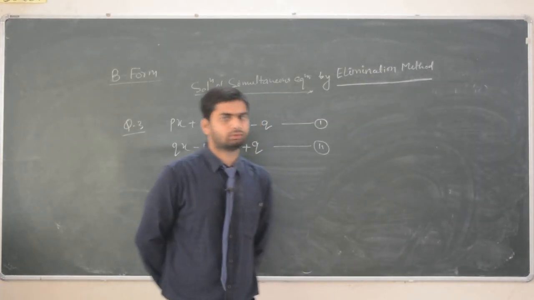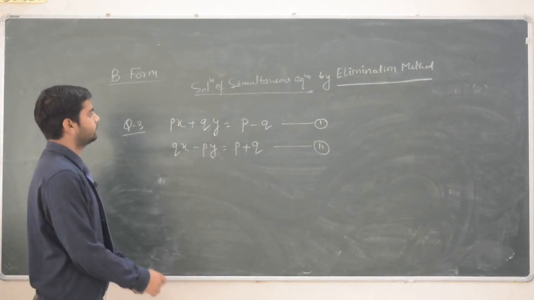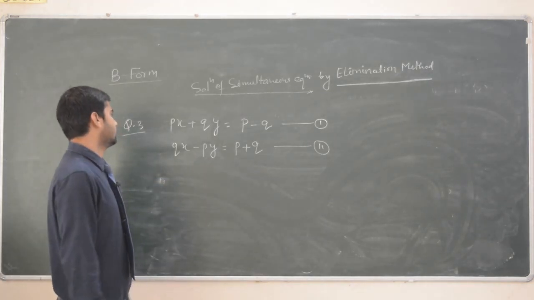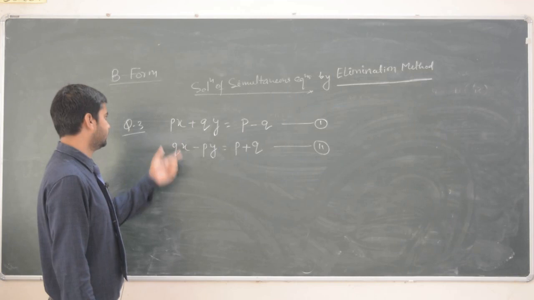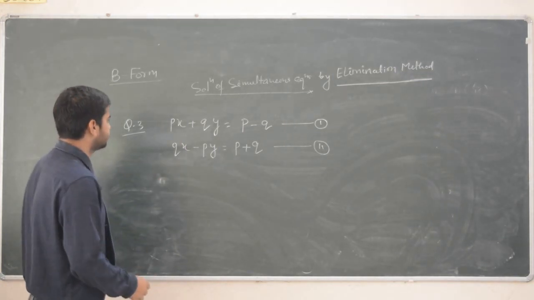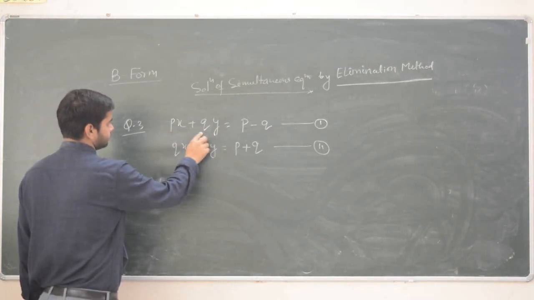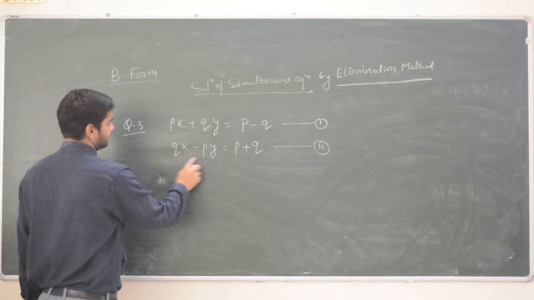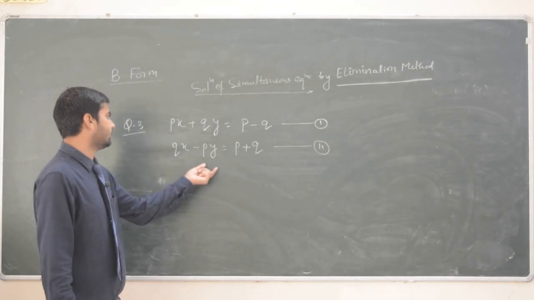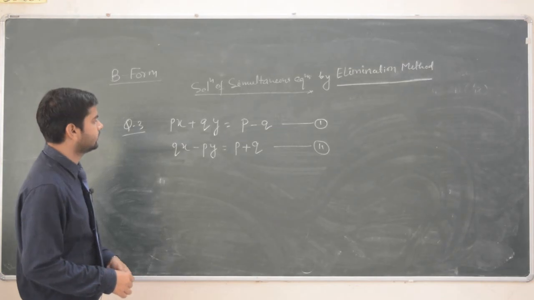Okay, so here we have one more problem: expression 1 is px plus qy equal to p minus q, and expression 2 is qx minus py equal to p plus q. We want the values of x and y which satisfy these equations. Here we can see that the coefficient of x is p and the coefficient of y is q. Here the coefficient of y is minus p, and the coefficient of x is q. So if we want to eliminate either x or y, first of all we have to make the coefficients the same in equation 1 and equation 2.